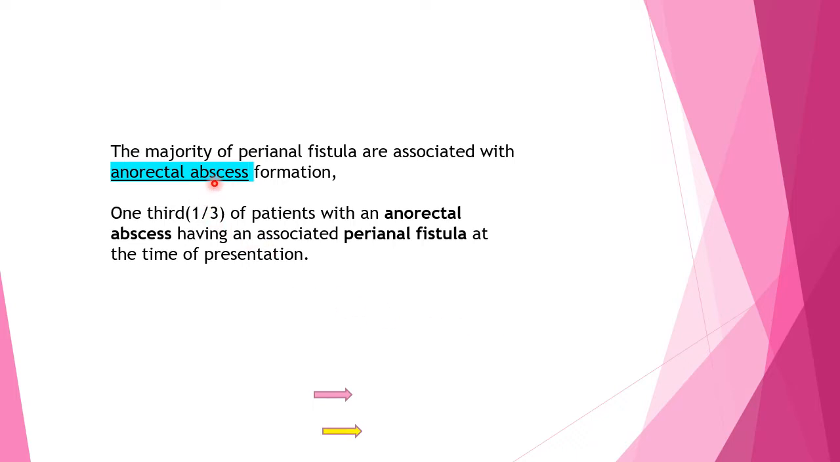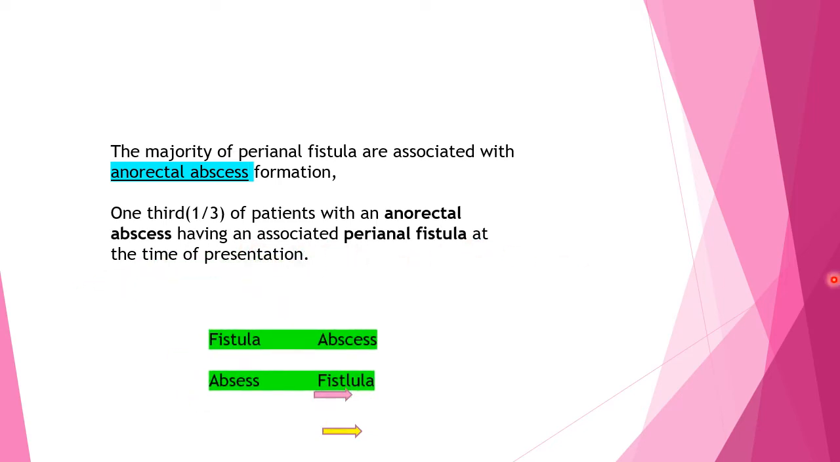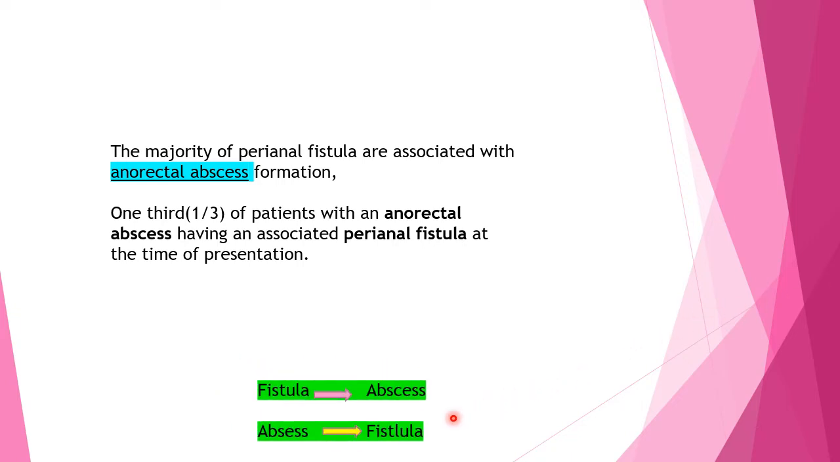The majority of perianal fistulas are associated with anorectal abscess formation. In fact, one third of patients with anorectal abscess have an associated perianal fistula at the time of presentation. So there is a relationship between anal fistula and perianal abscess. A fistula can give rise to an abscess. At the same time, an abscess is also the cause of a fistula.